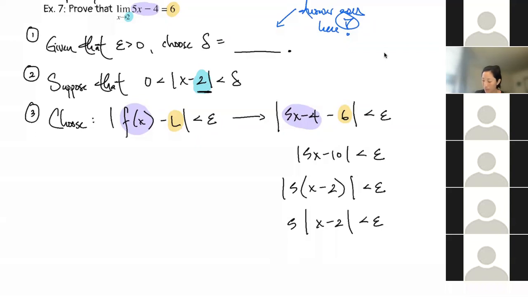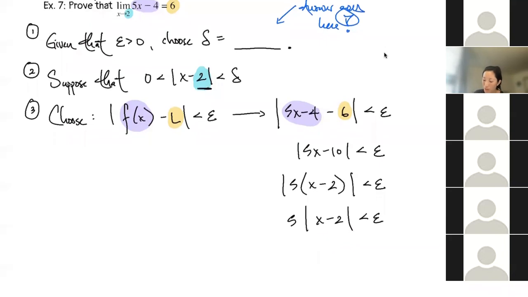Well, hold on a minute. Haven't we seen x minus 2 somewhere in our problem? Oh my gosh. X minus 2. X minus 2. Okay. Now check this out. In this last step that we wrote here, how do we get the absolute value by itself? Divide epsilon by 5. Yeah, let's divide both sides by 5.